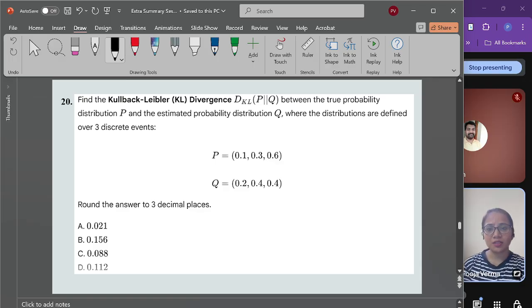Now our next question is related to the Kullback-Leibler divergence. It is given as: find the Kullback-Leibler divergence, that is DKL(P||Q), between the true probability distribution P and the estimated probability distribution Q, where the distributions are defined over three discrete events. The three discrete events for P and Q are given, so round the answer to three decimal places. Okay, so how can we calculate the KL divergence?